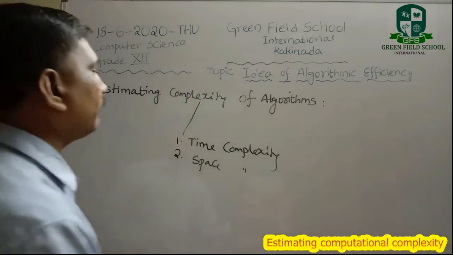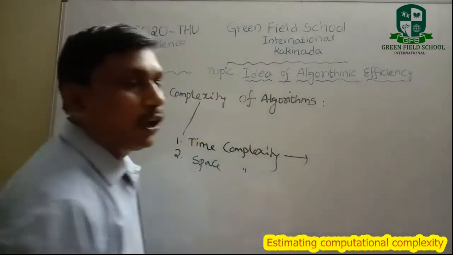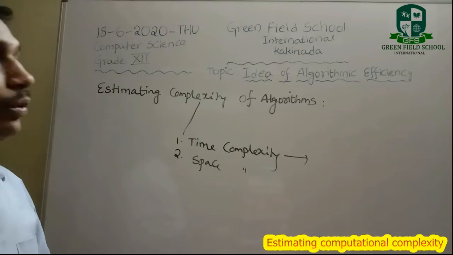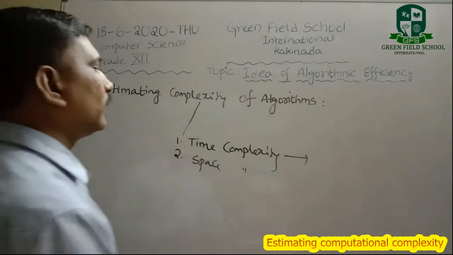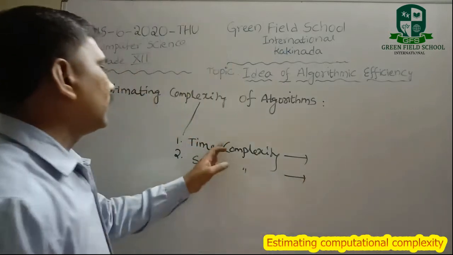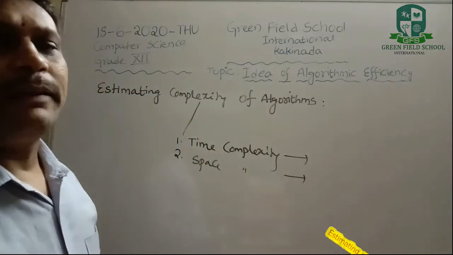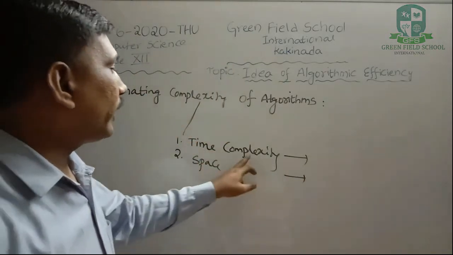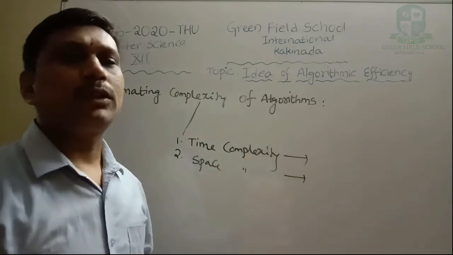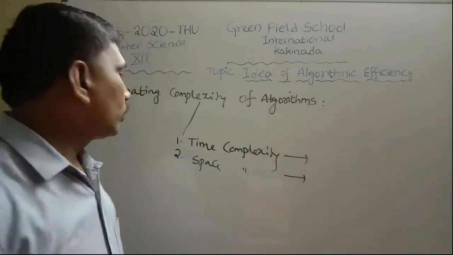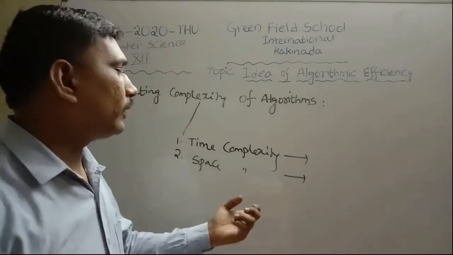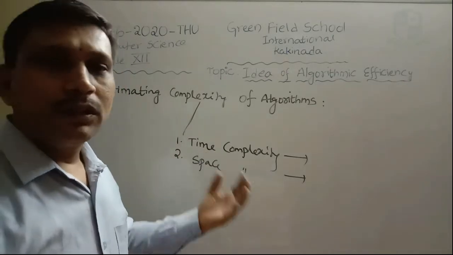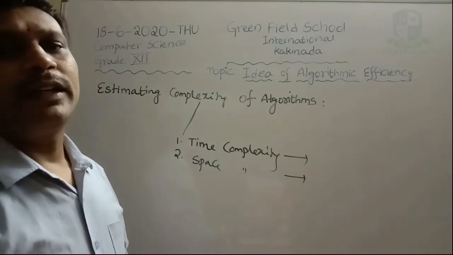Time complexity means how much time it takes to run, to execute that program. So we call the amount of time taken to execute that program the time complexity. Space complexity means the amount of space required to run that program when you are executing it.